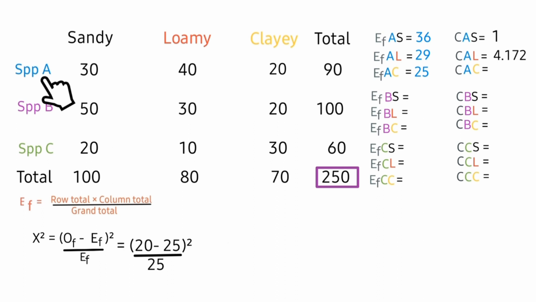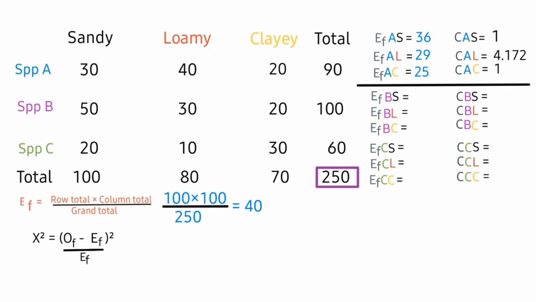Contribution to chi for species A and clay soil: the observed frequency is 20 minus the expected frequency, which we got as 25, all squared, divided by 25. Now let's calculate the expected frequency for species B and sandy soil. The row total is 100 times the column total divided by the grand total, and that gives this value.